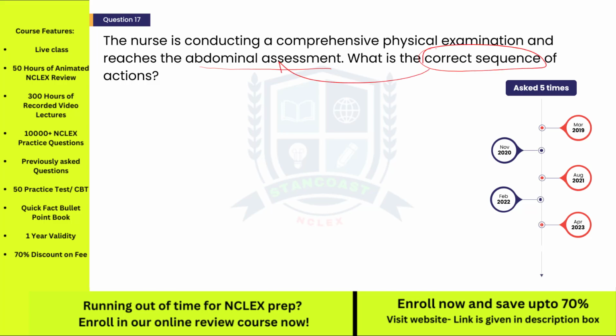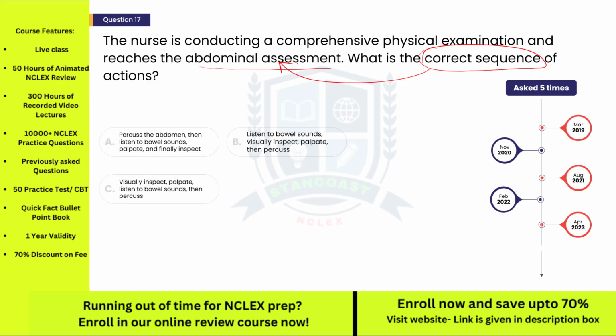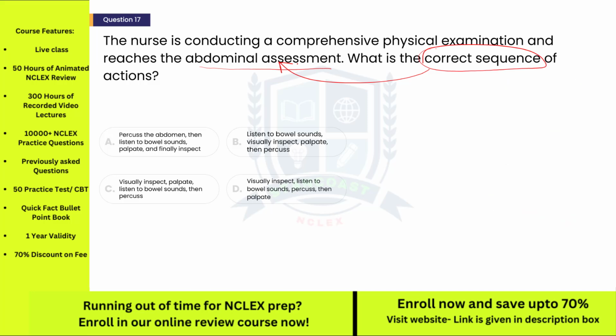A. Percuss the abdomen, then listen to bowel sounds, palpate, and finally inspect. B. Listen to bowel sounds, visually inspect, palpate, then percuss. C. Visually inspect, palpate, listen to bowel sounds, then percuss. D. Visually inspect, listen to bowel sounds, percuss, then palpate. The correct answer is D. Visually inspect, listen to bowel sounds, percuss, then palpate.